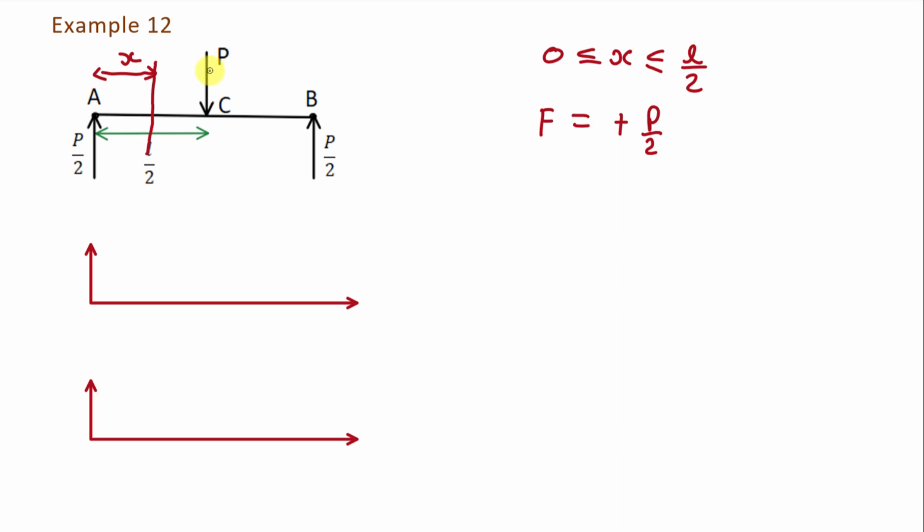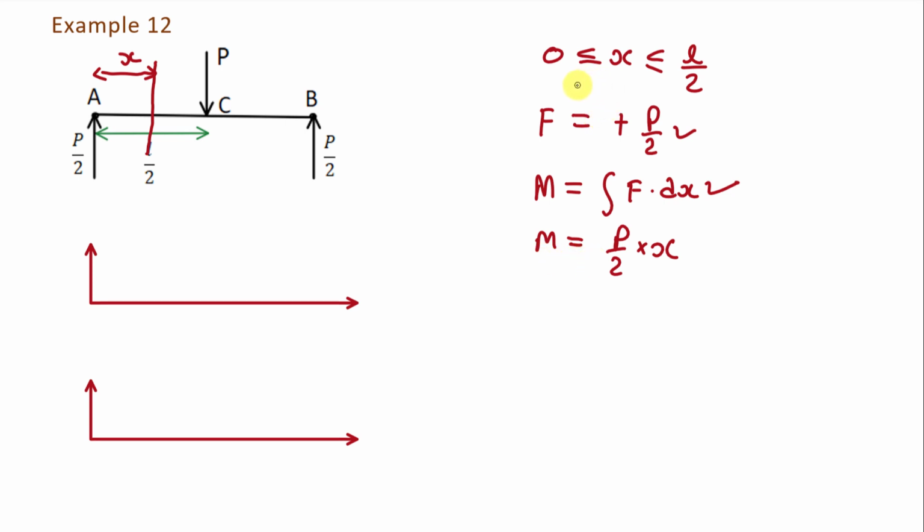Now we want to find out bending moment at this section. We know that bending moment M is equal to integration of shear force. Here we can put value of F from here and find out bending moment. But right now we can directly find out bending moment, that is load into distance. So here bending moment M will be equal to load, that is P by 2, and distance from this section is x, so into x.